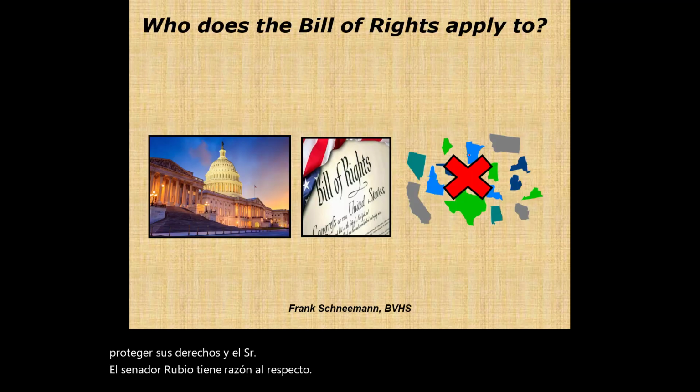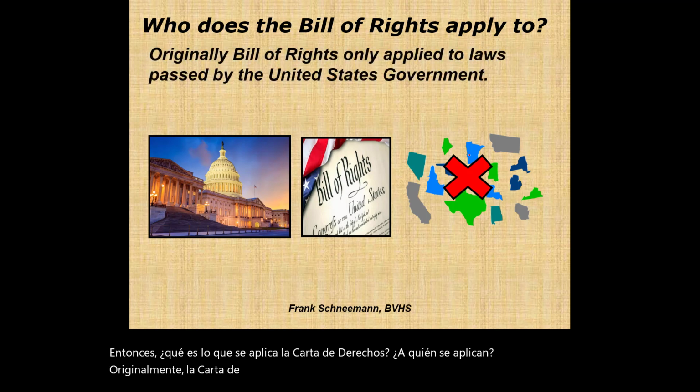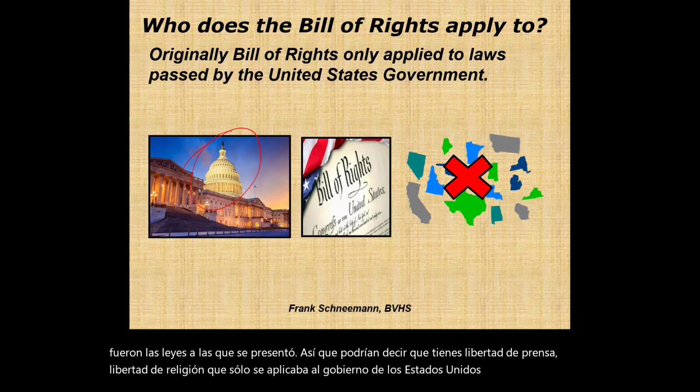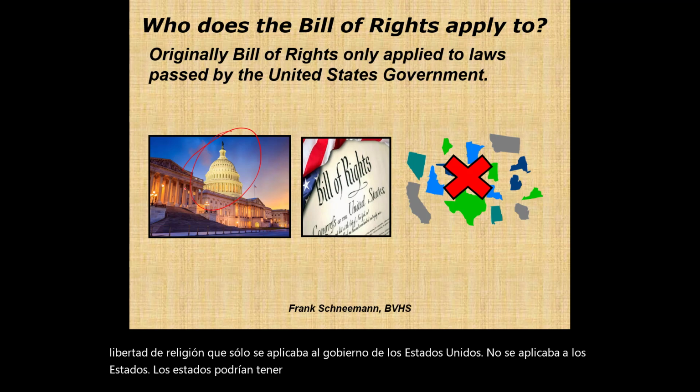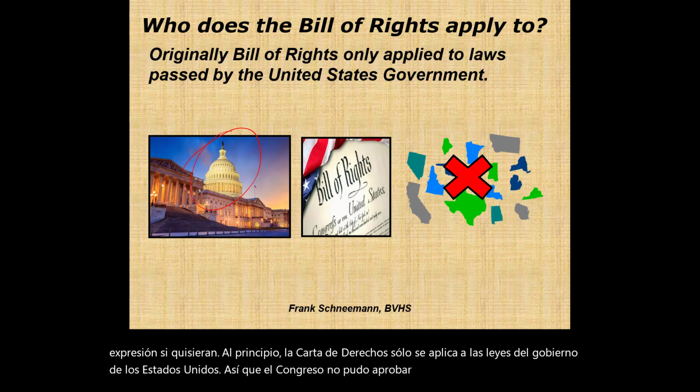So who does the Bill of Rights apply to? Well, originally the Bill of Rights only applied to laws passed by the United States government. So they could say you have freedom of the press, freedom of religion, but that only applied to the U.S. government. It did not apply to the states. The states could have their own religion. The states could limit your free speech if they wanted to. In the beginning, the Bill of Rights only applied to U.S. government laws. So Congress couldn't pass a law taking away your freedom of speech.